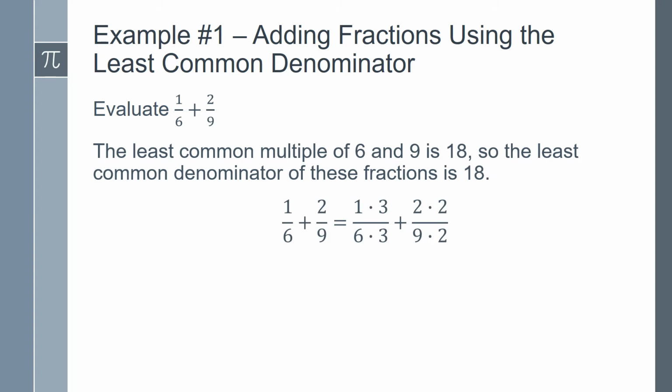So we have 1/6 plus 2/9, and in order to change sixths to 18ths, we need to multiply by 3. So we'll do that on the top and bottom of that fraction. And in order to change ninths to 18ths, we need to multiply by 2. So we'll do that on both the top and bottom of that fraction. So now we have 3/18ths plus 4/18ths, which equals 7/18ths. So 1/6 plus 2/9 equals 7/18ths.